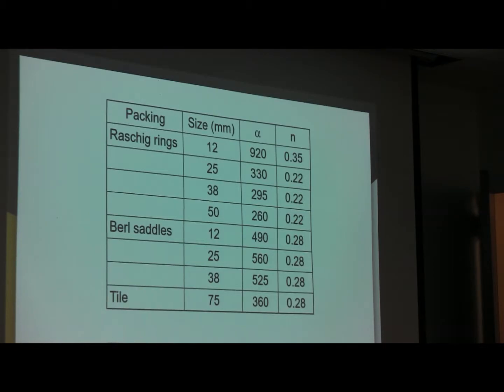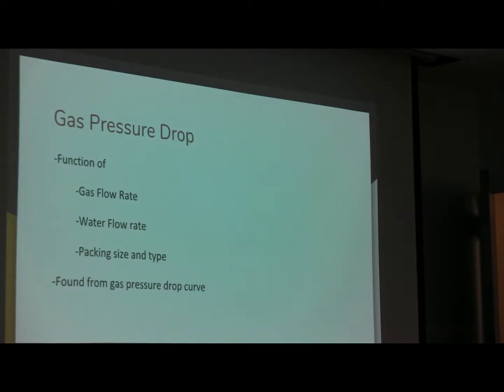So we will be choosing from these packing materials to minimize the height. And also the packing material will be related to the gas pressure drop, which is the resistance the aeration machine from the bottom needs to overcome. So we want the gas pressure drop to be as small as possible. And this will be a function of gas flow rate, water flow rate, and packing size and type.